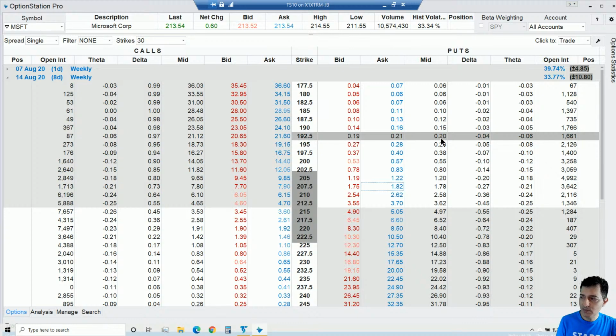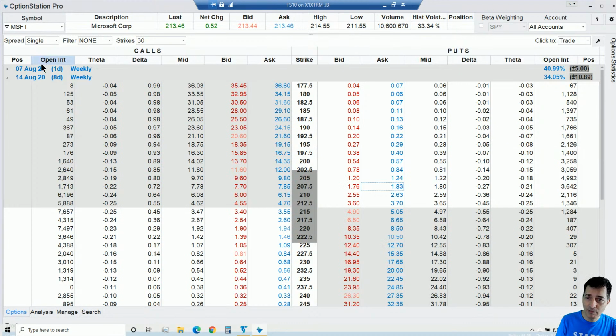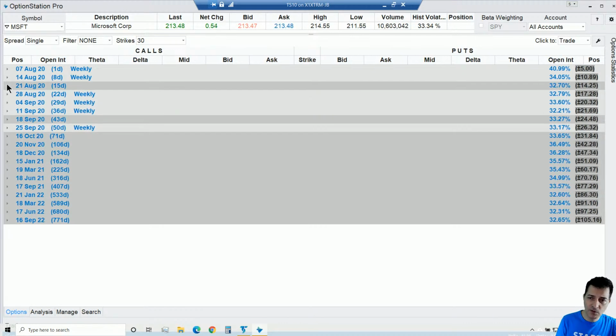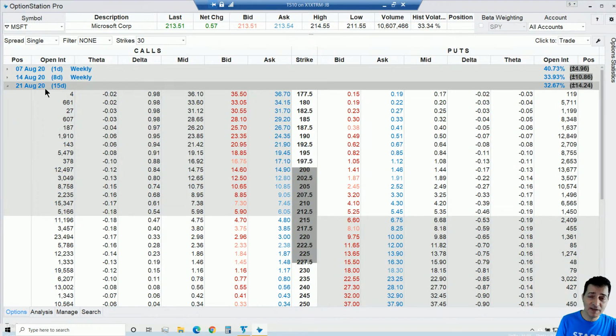And if I look at the midpoint of this one, it only pays 20 cents, which is not acceptable. The minimum we want to use is 35, isn't it? That's the minimum we want to use. So what I'm going to do is move from August 14 to August 21st. That, by the way, gives me a little bit of an advantage with liquidity because it's a monthly expiration date.